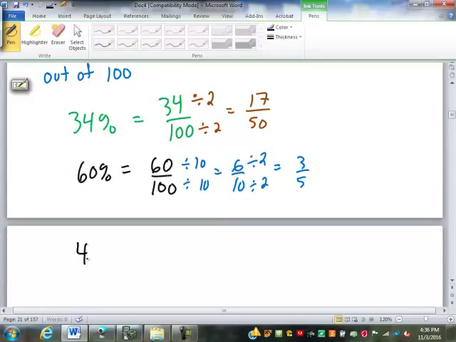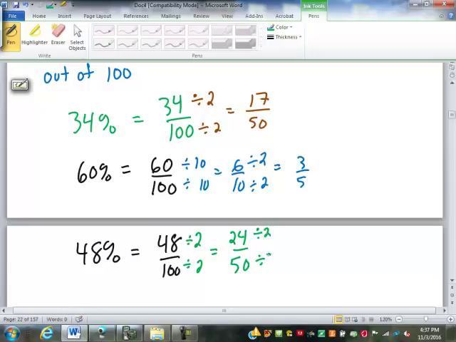You might have 48%, which is going to become 48 over 100. Both of those are even, so let's divide them by 2. 48 divided by 2 is 24. 100 divided by 2 is 50. Are we done? No, they can both still divide by 2. 24 divided by 2 is 12. 50 divided by 2 is 25. So 48% is 12/25.